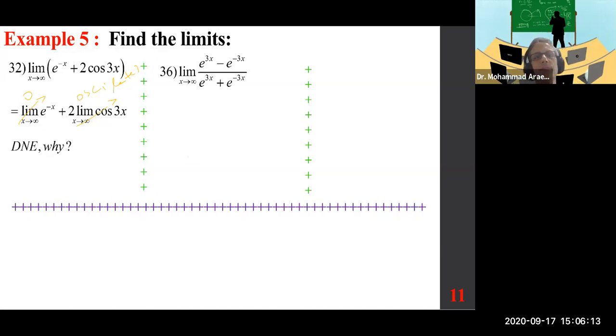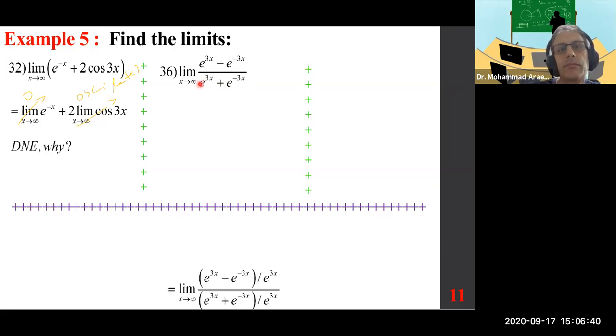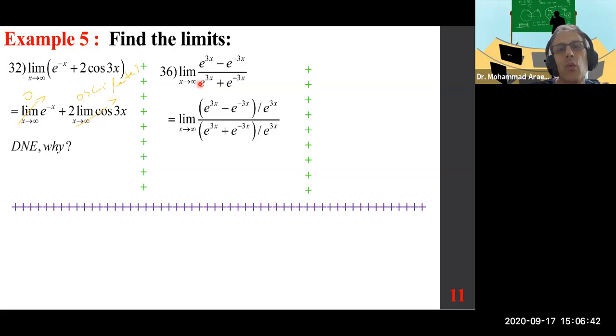Here's the next one. And notice the same concept that was discussed when it comes to rational expression. You divide by the highest degree in the denominator in the case of a rational expression. In this case, you divide by the highest value, which is e to the power of 3x. So let's divide everything by the highest value in the denominator, e to the power of 3x. One by one. See what happens.